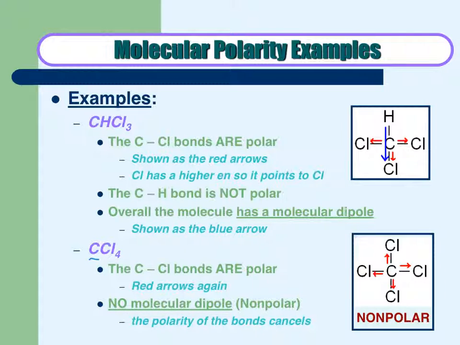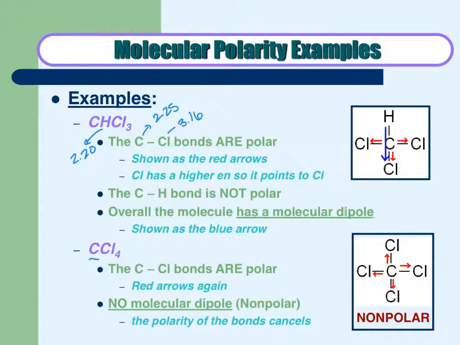carbon had, let's see, I can write it here. Carbon's electronegativity is 2.25, chlorine's was 3.16, and hydrogen's was 2.20. So I would do the difference between the bonds here, and the difference between carbon and chlorine is within that polar range. So those bonds are polar. The carbon-hydrogen bond, however, is not polar.